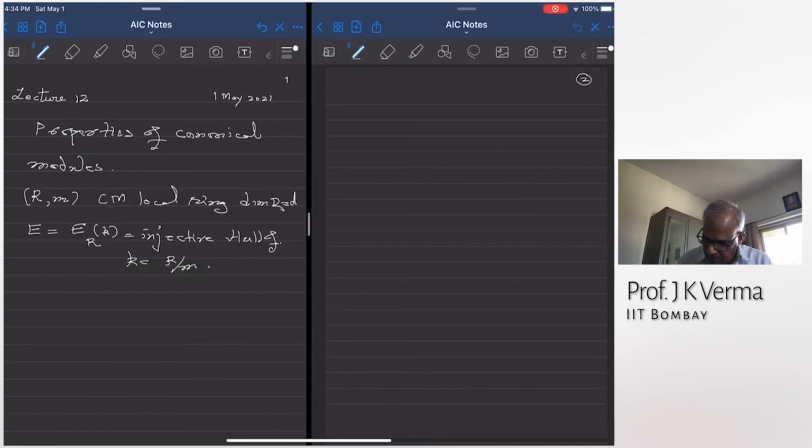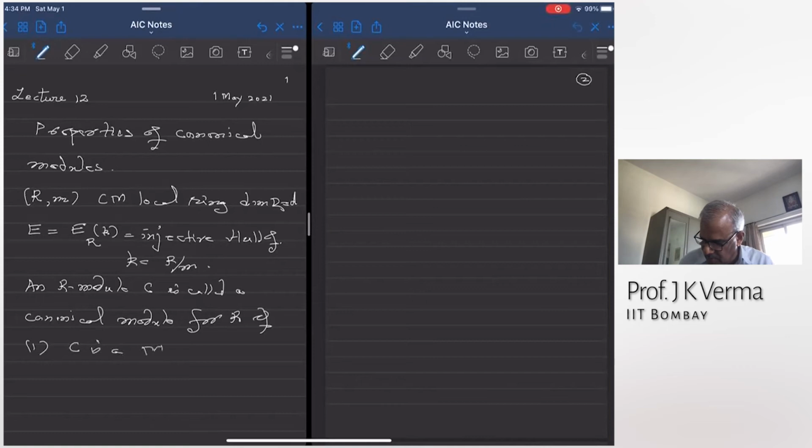And an R-module C is called a canonical module for R if it satisfies three conditions. C is a maximal Cohen-Macaulay R-module. This means that the depth of C equals the dimension of C equals the dimension of R.